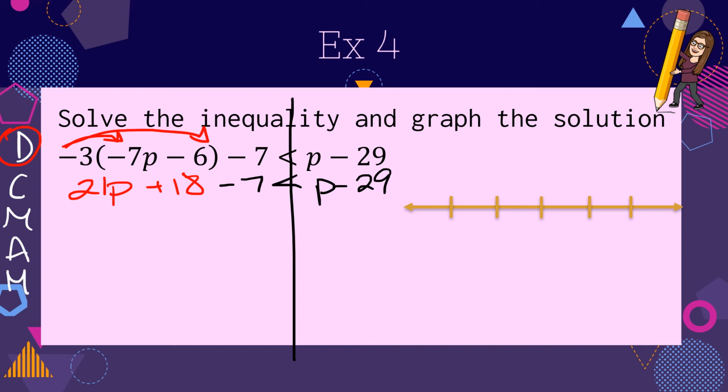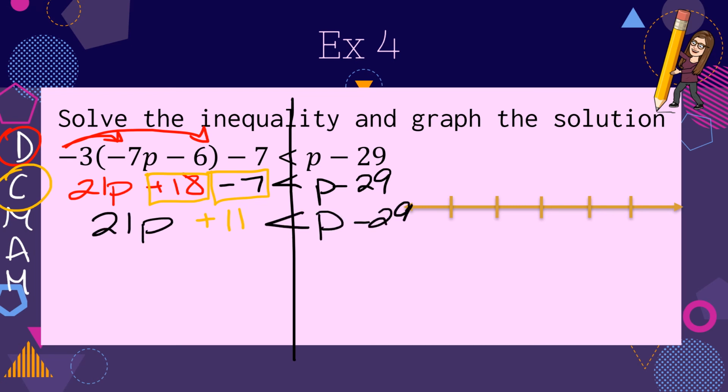Next step, combine. Well, look at that left side. I have a positive 18 and a negative 7. If I combine those, I have a positive 11. Right? We're not undoing them, we're just squishing them together. Everything else falls down.